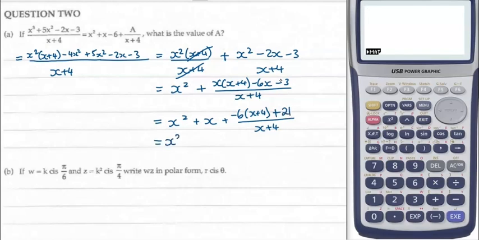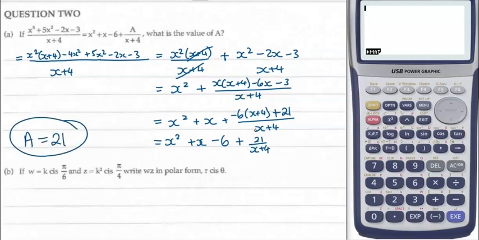So this equals x squared plus x minus 6, where we separate them out and we've got the x plus 4 cancels. Left over is 21 over x plus 4. So A is 21.